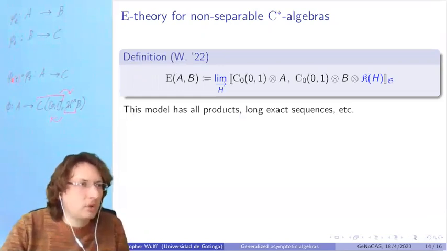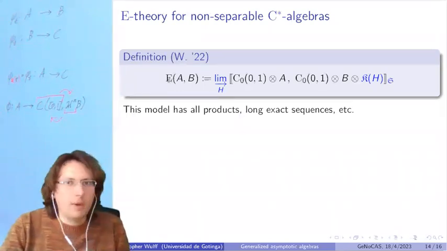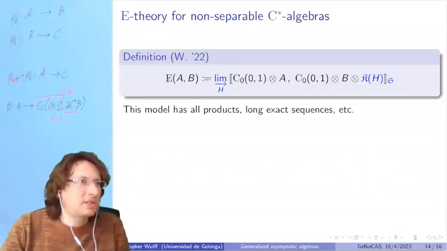Okay, and now time's running short. So now if I want to have E theory of non-separable C-star algebras, then I do essentially the same thing as before. I take now the asymptotic morphism sets. So this is denoted by this index, and I add some decorations.